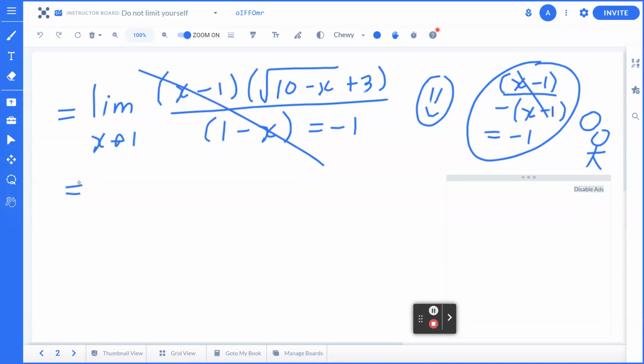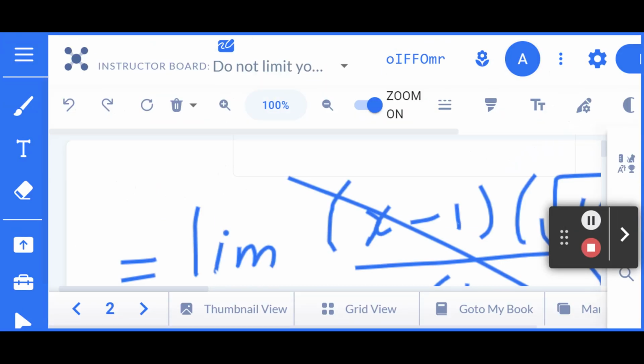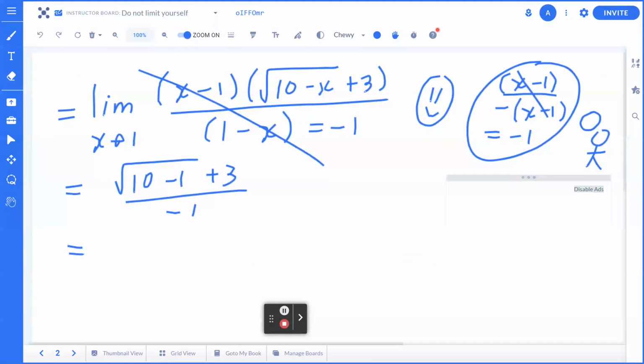Now you go back to the first step of limits. You plug in, in this case, 1. So this is going to be the square root of 10 - 1, plus 3, divided by negative 1. Here comes the mental math. The square root of 10 - 1 is the square root of 9, which is 3. 3 plus 3 is 6, divided by negative 1, which is going to be exactly negative 6.